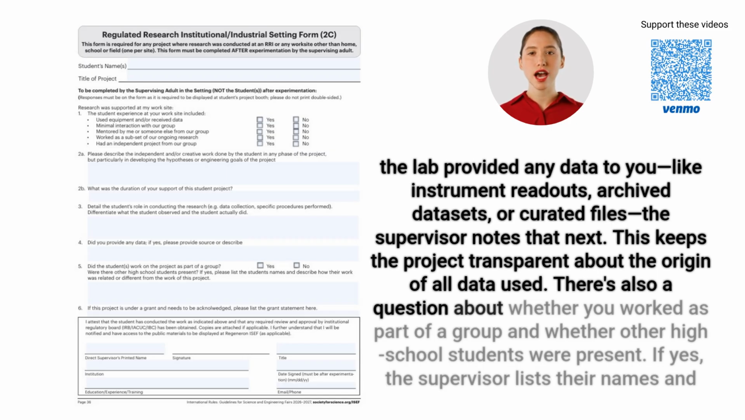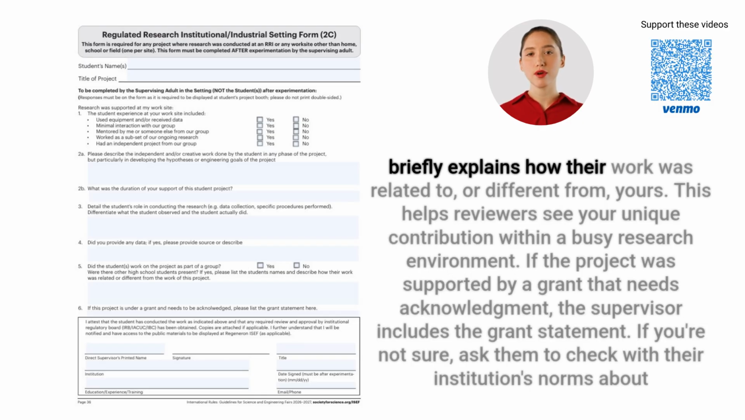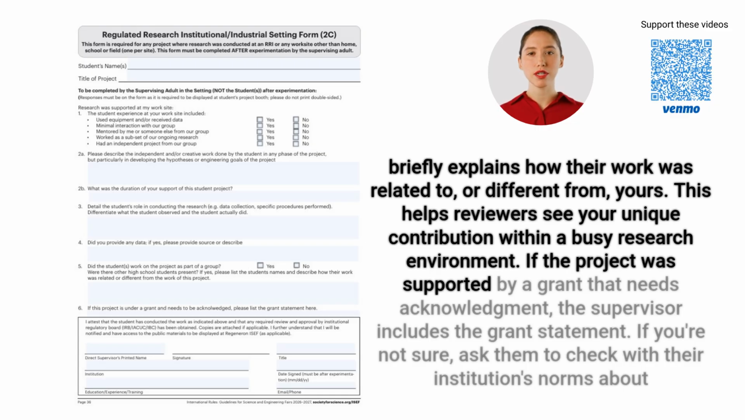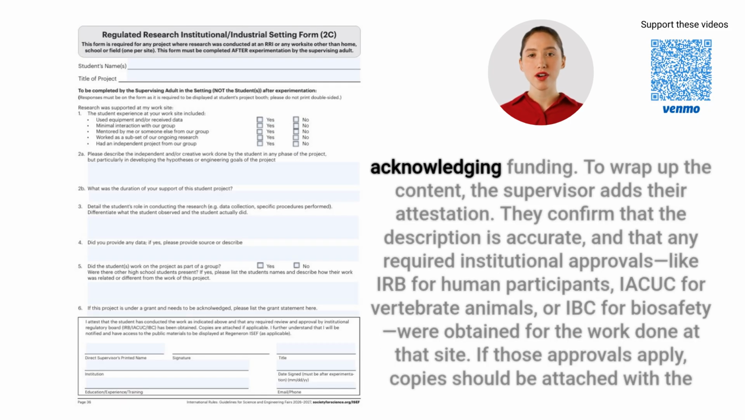There's also a question about whether you worked as part of a group and whether other high school students were present. If yes, the supervisor lists their names and briefly explains how their work was related to or different from yours. This helps reviewers see your unique contribution within a busy research environment. If the project was supported by a grant that needs acknowledgement, the supervisor includes the grant statement. If you're not sure, ask them to check with their institution's norms about acknowledging funding.